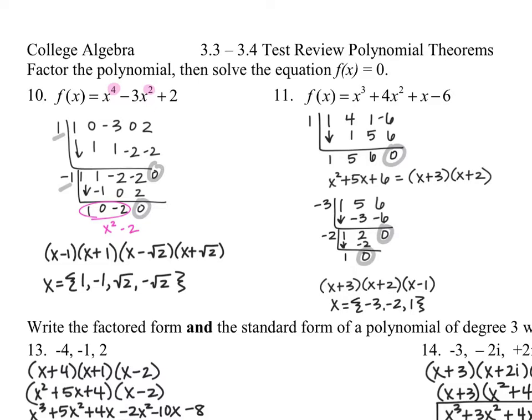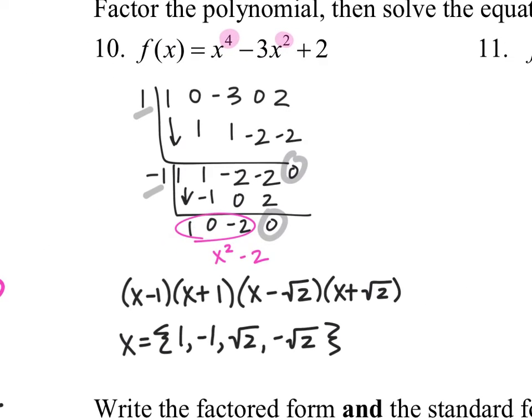zeros as remainders. So for number 10, I tested +1, I got a 0. And when that happens, when you get a 0 as a remainder on your first try, first of all, celebrate that because that's awesome. But then what you can do, instead of starting back at the original dividend, you can take your new quotient as your new dividend and then start with the next possible rational solution from there. So that's what I did. I got a 0. And then from there, I tested -1 and I got another 0. So 1, 0, -2 represents the polynomial x squared minus 2.